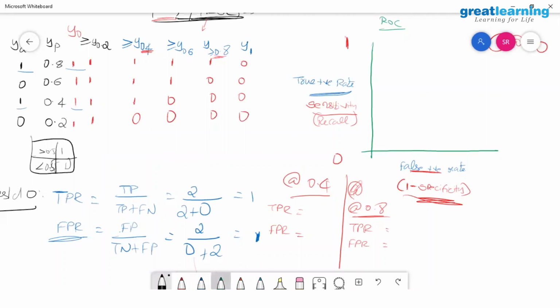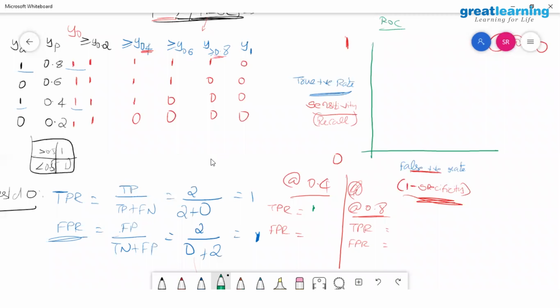Any doubt here? I want to make sure everybody is clear here. Monica? Sir, it's 2 by 3. Okay. 0.5. Okay, 1 by 2. TPR here at 0.4 is 0.5. For TPR or FPR? How is it going to be 0.5? Truly positive is 1.